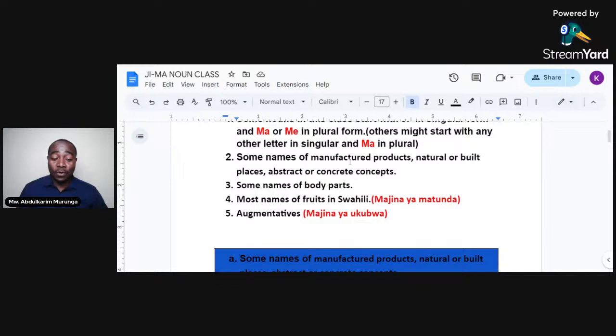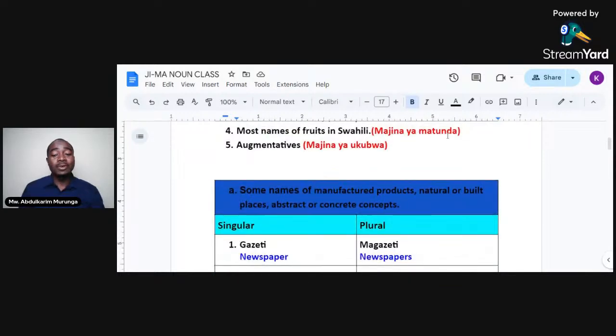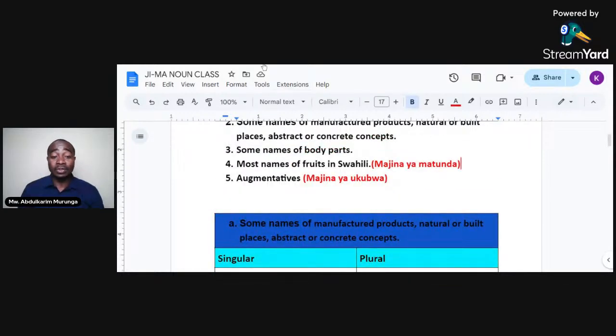Four, most names of fruits. Most names of fruits are in this class, Jima class. Example is tufaha. Tufaha is an apple. If there are many, we say matufaha, which means apples.